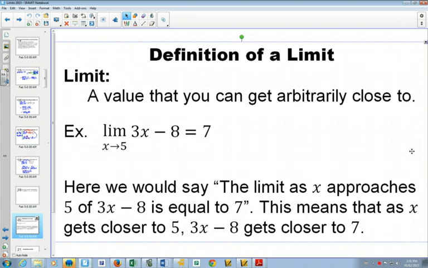And that one's pretty straightforward. Where limits get interesting is when you get close to a number that you're not allowed to put in. And we saw that when we were dividing by 0 the other day.